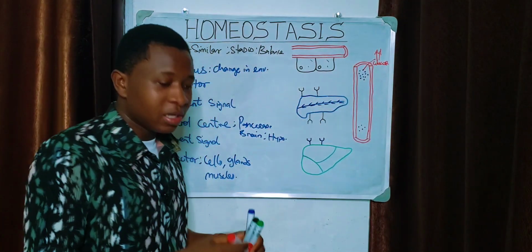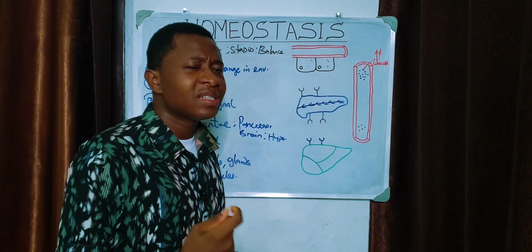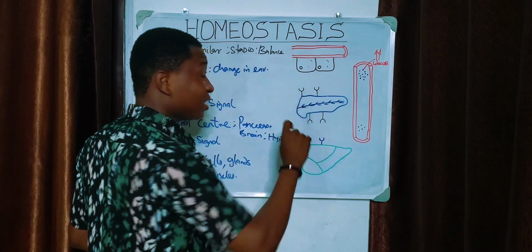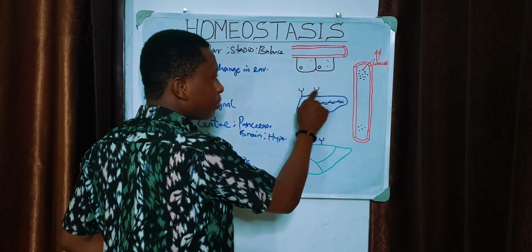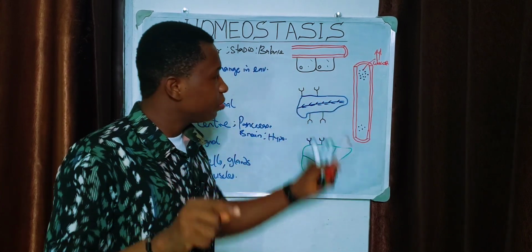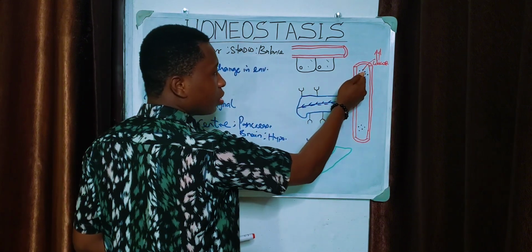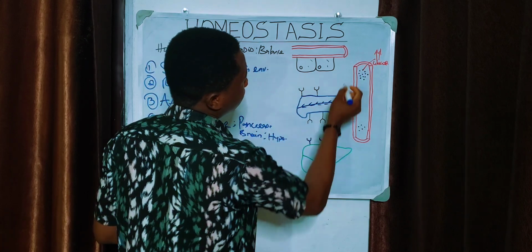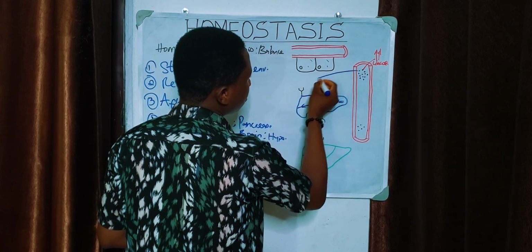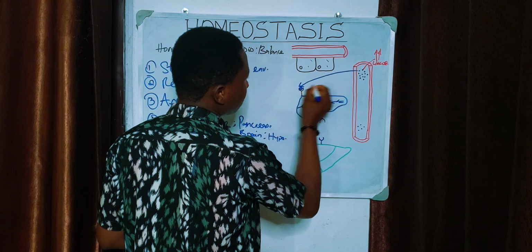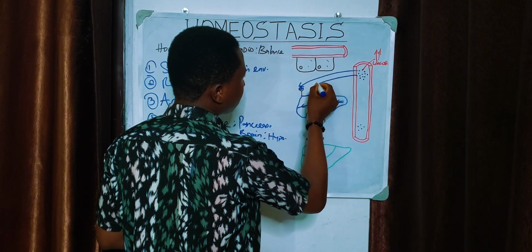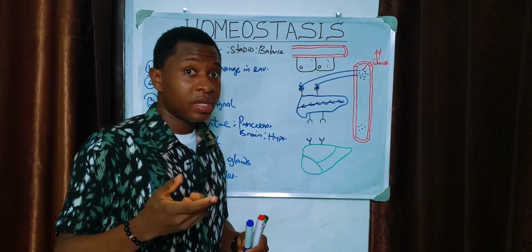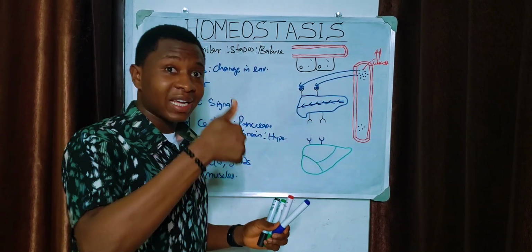When you have a rise in glucose, the body immediately senses it. Now, the pancreas is very important. It has receptors on it. What does the receptor do? The glucose molecules bind to the receptors of the pancreas. When this happens, the pancreas senses that there is a rise in glucose.